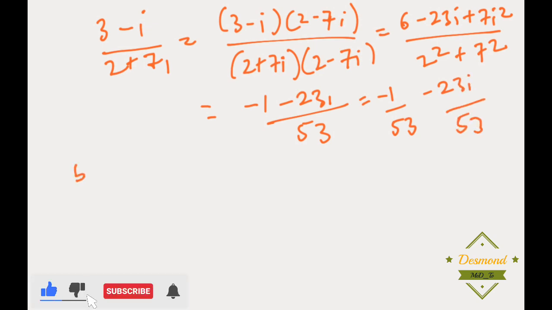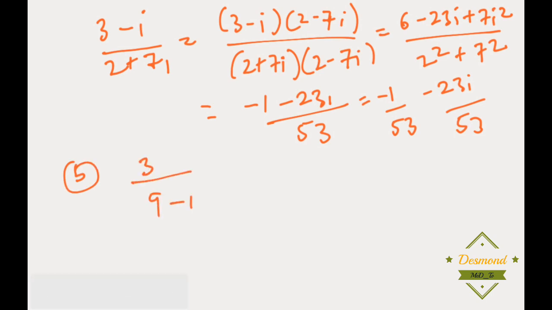You can also try this on your own: 3 over 9 minus i. Write it in standard form, and I'll see you in my next video.